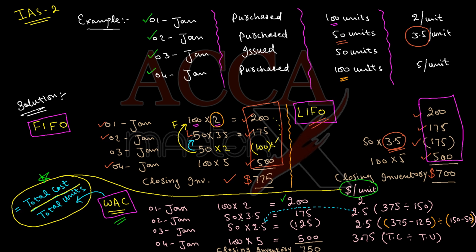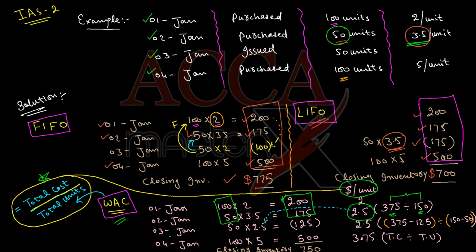On 2nd Jan we have purchased another 50 units. Now this time its cost is a bit different. So if we sum up both of them then we will get our total cost, and if we add up both of them then we will get our total number of units, right? So by dividing total cost by total number of units we will get our per unit cost.